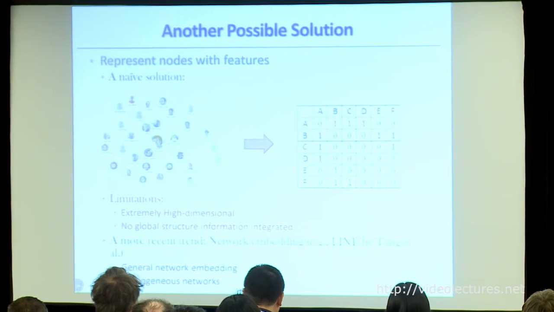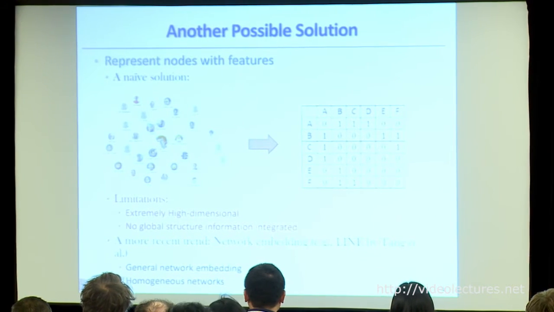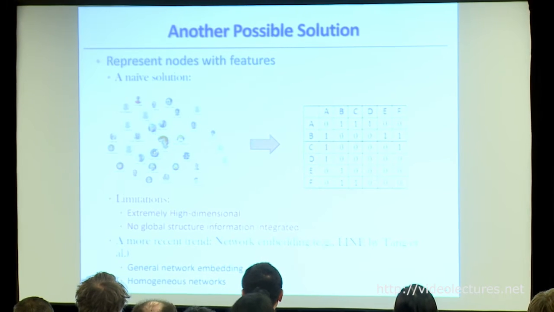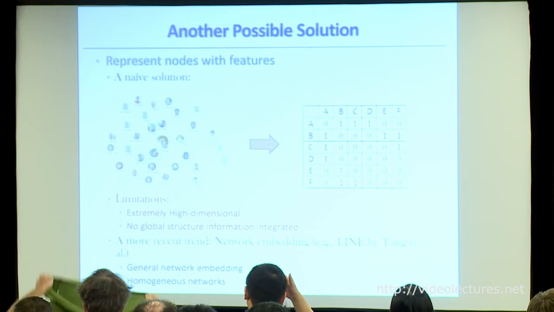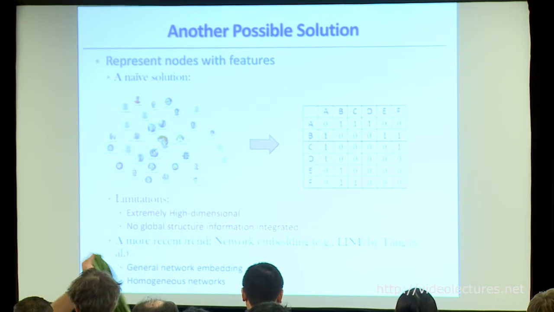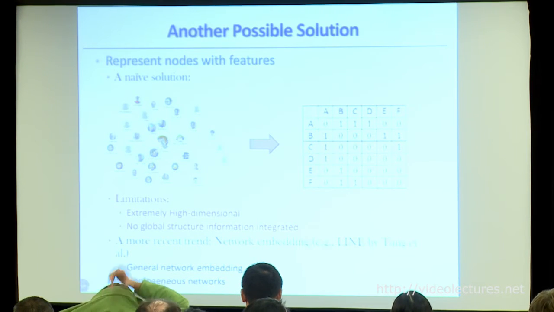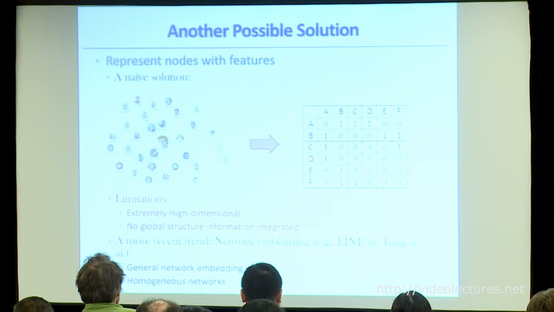So there's another possible solution: how about we directly map each node into a low-dimensional space? In this case, we do not have to store the pairwise similarity between nodes, right? Now each node can be naturally represented as a low-dimensional vector. So when necessary, we can just retrieve the low-dimensional vectors and compute the similarity, but we do not have to store all the pairwise similarities, right?